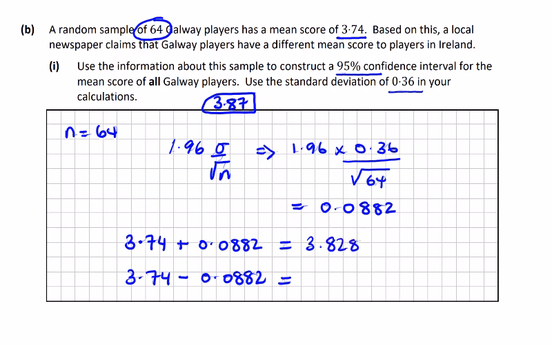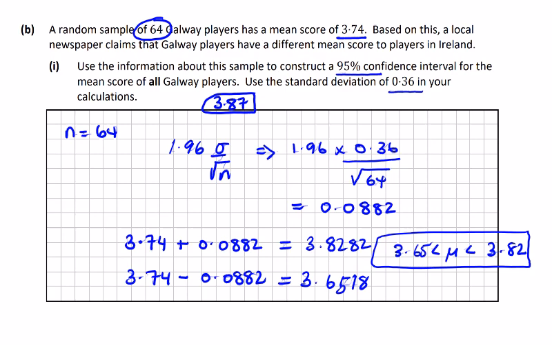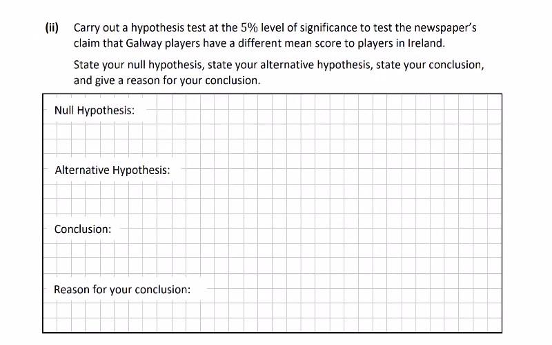So my range of values at the high end, 3.8282, and at the lower end, 3.6518. So my range of values here, my average is going to be between, at the higher end, I'll just write 3.82, at the lower end, 3.65. We can see here 3.87 doesn't fit inside this, so when we're doing our hypothesis testing, we're going to link back to this confidence interval.